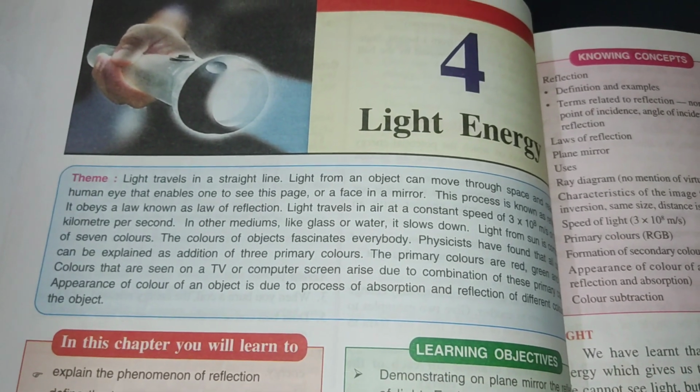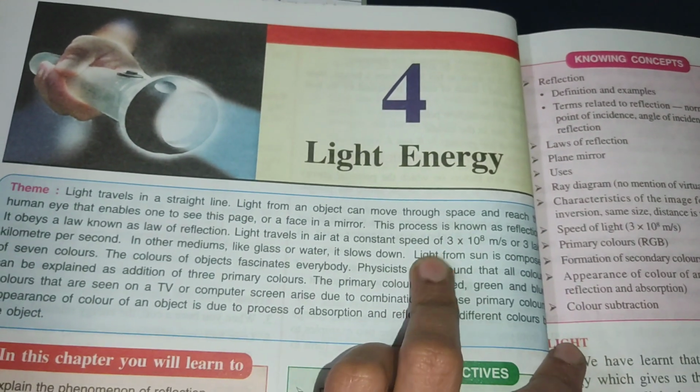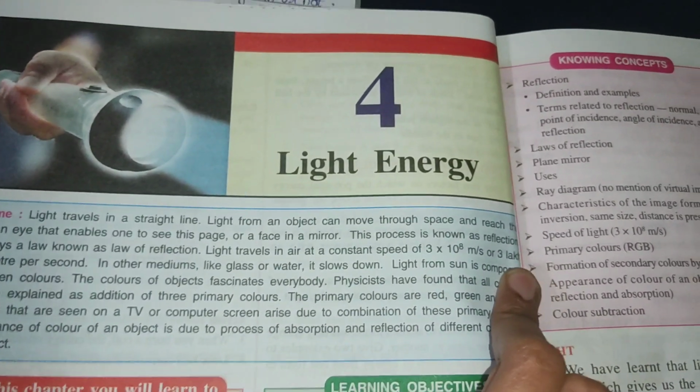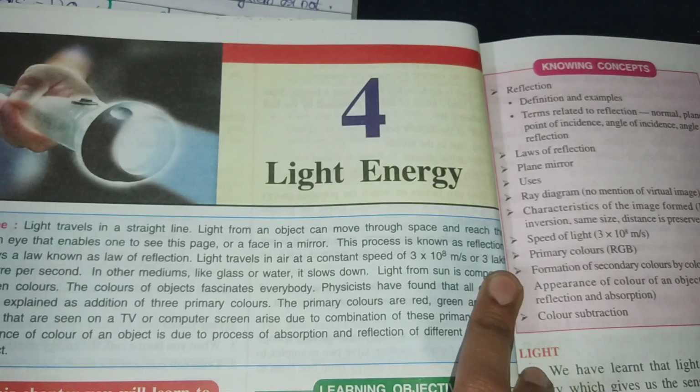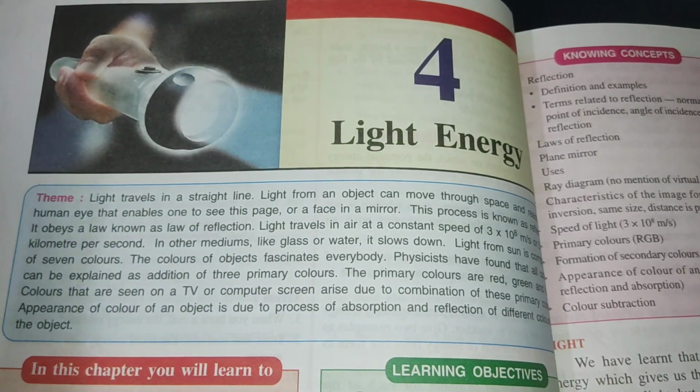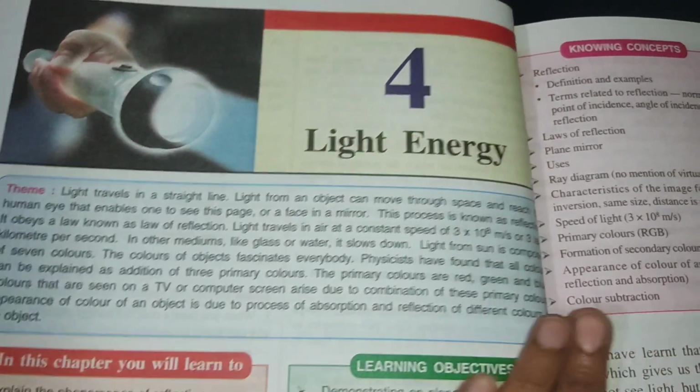We know that light travels in air at a speed of 3 into 10 to the power of 8 meters per second, or 3 lakh kilometers per second. In other mediums like glass or water, its speed is less; it slows down.